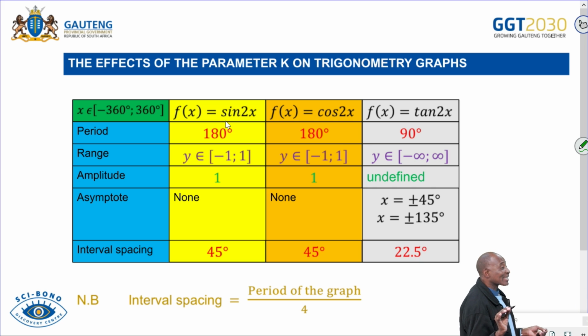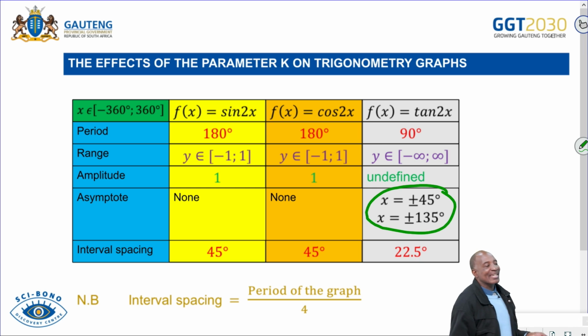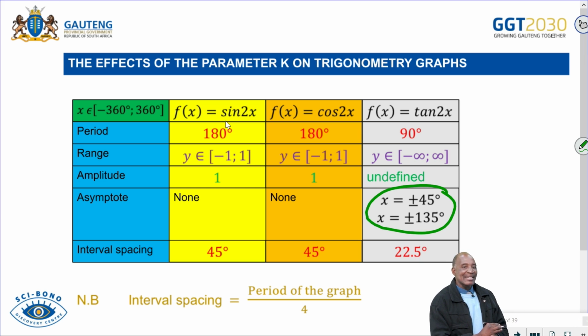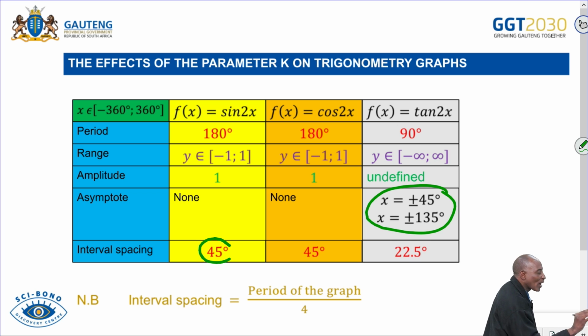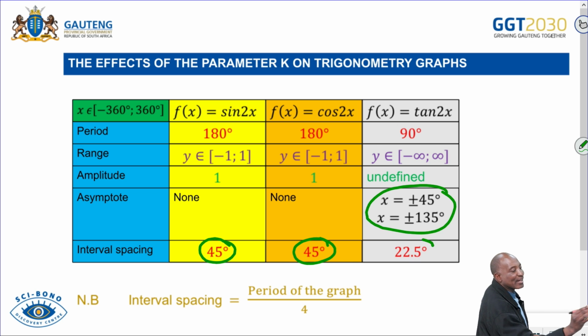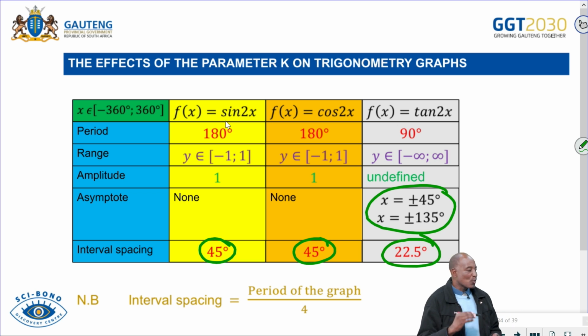Asymptotes, they still don't have asymptotes. But for this one, our lines of asymptotes will change from plus or minus 90 degrees to plus or minus 45, dividing by 2, plus or minus 270 degrees divided by 2, plus or minus 135 degrees. I guess you can see the effect of that 2. You divide the points of asymptotes again by 2 to define the new asymptotes. Otherwise, our spacing, this one is now 45 and 45. Then for the tangent, it's now 22.5.